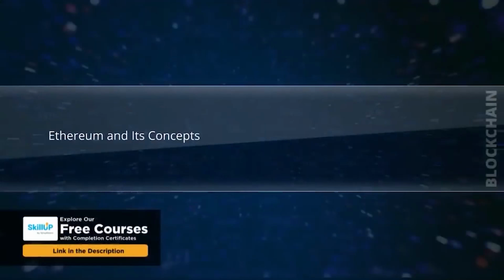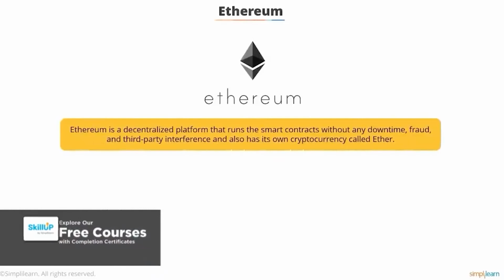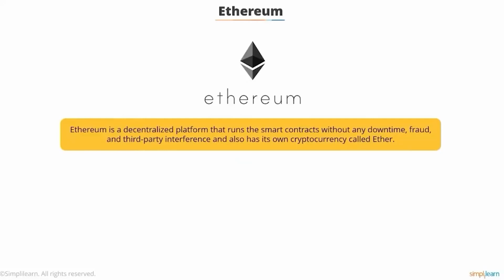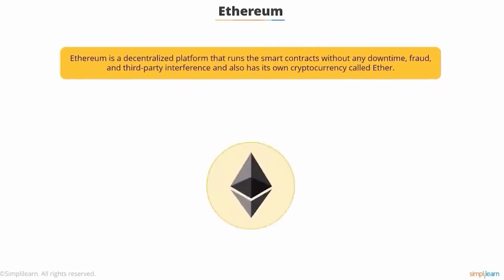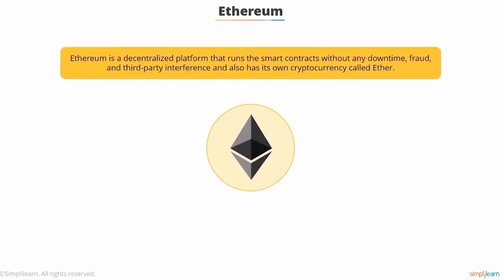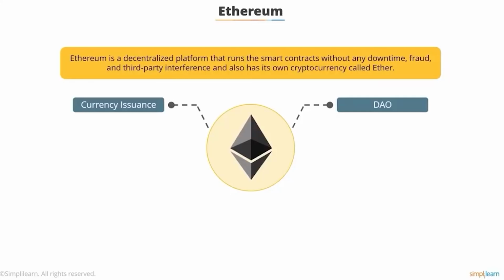Ethereum and its concepts. Simply put, while Bitcoin is defined as digital money, Ethereum is a decentralized platform that runs smart contracts exactly the way they are programmed, without any downtime, fraud, and third-party interference, and also has its own cryptocurrency called Ether. Ethereum aims to enable innovations in 3 key areas: currency assurance through Ether, which serves as an innate currency for the Ethereum blockchain; decentralized autonomous organization; and smart contracts.